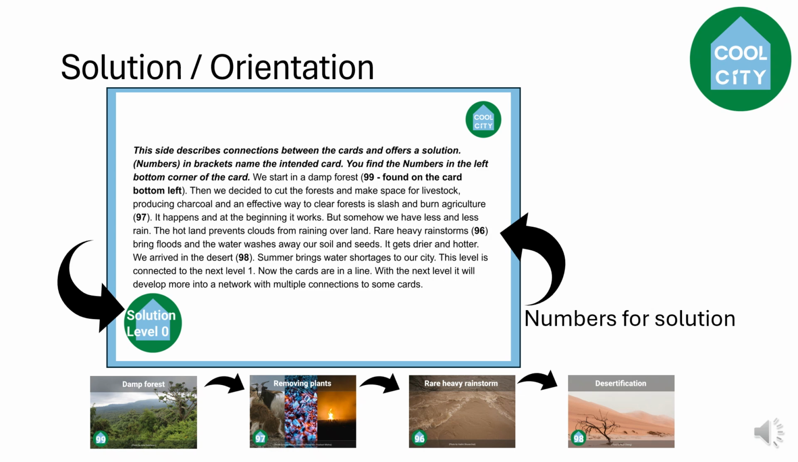Rare heavy rainfall, 96, brings flooding, and the water washes away our soil and seeds. It becomes drier and hotter. We have arrived in the desert, 98. Summer brings water shortages to our city. Card 98 is connected to the first card from Level 1. Now the cards are in a row. In the next level, it will develop more into a network with multiple connections to some cards.